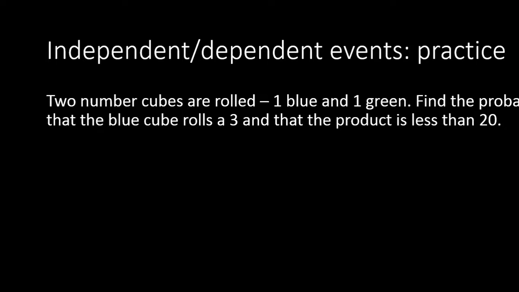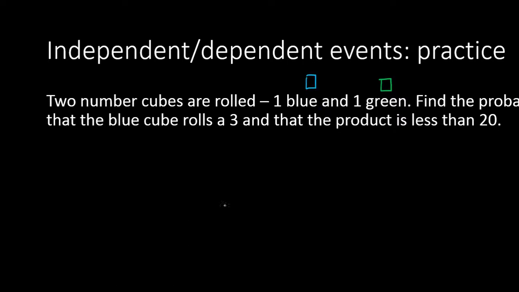All right, let's practice again. Let's say that we have 2 cubes or 2 dice, 1 blue, 1 green. Okay, so this means I've got 2 different ones, right? So if they were the same color, I wouldn't be able to tell the difference, but I've got a blue one and a green one.